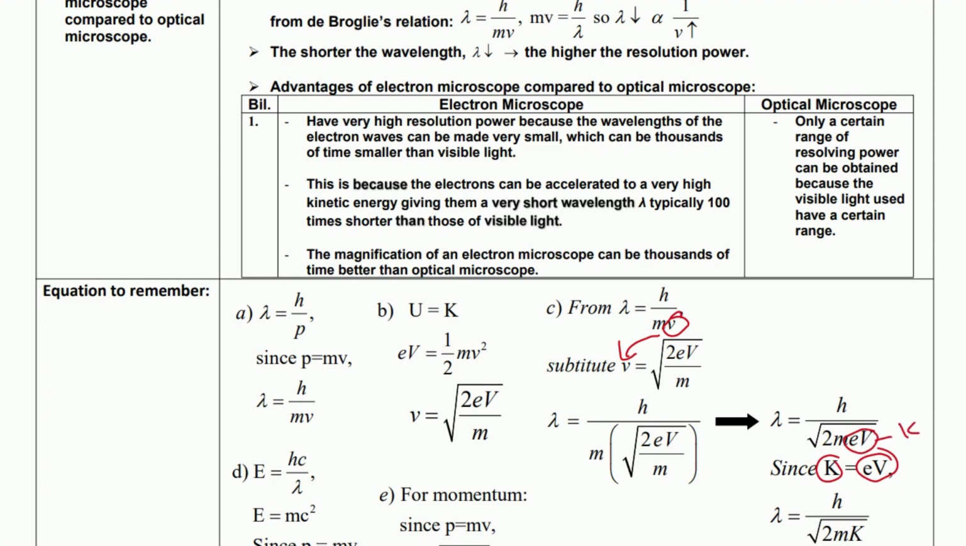Kan. Okay. Okay, kemudian E, kita ada E equal to hc per lambda. So, E equal to mc squared. So, since p equal to mv, so E juga boleh sama dengan pc. Dan kalau untuk momentum pula, okay, since p equal to mv, so boleh juga buat p sama dengan square root 2mEV. Okay, so ini adalah di antara equation yang awak kena ingat lah dalam topik ni.